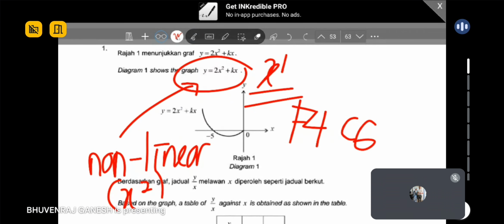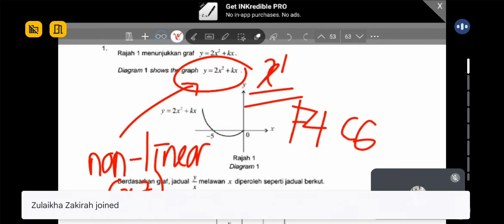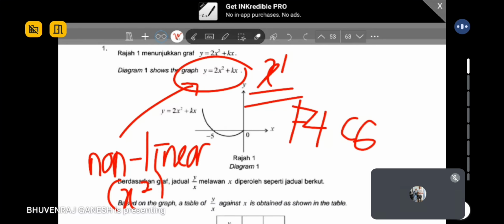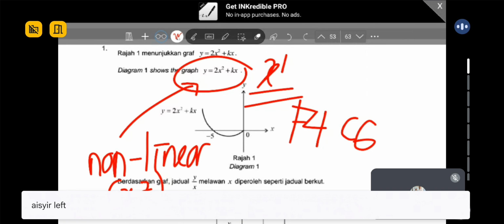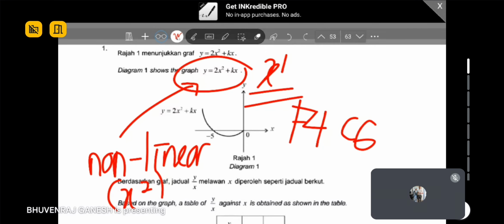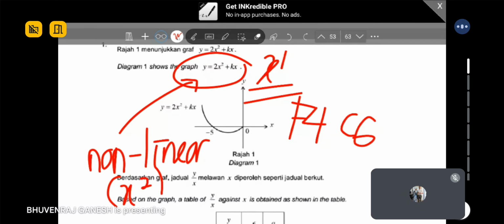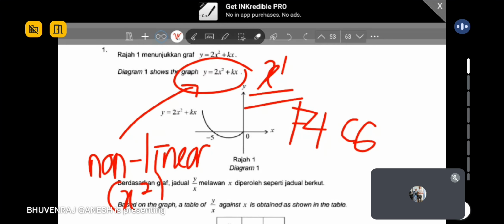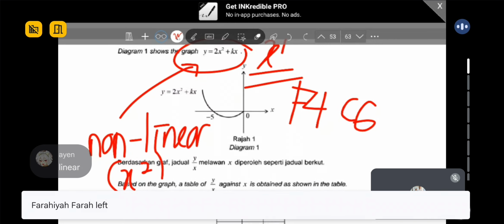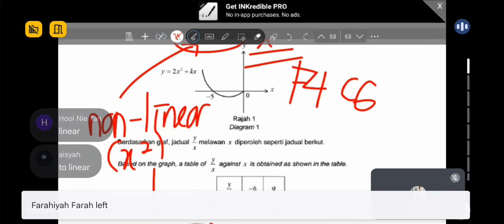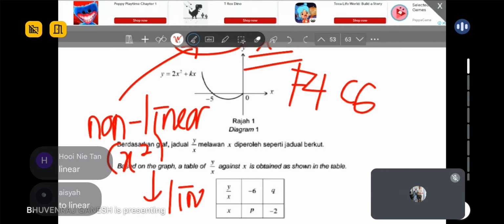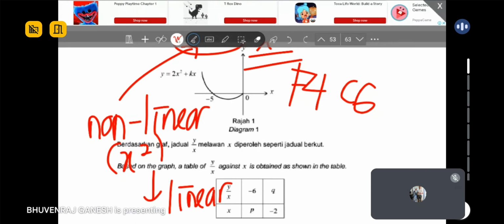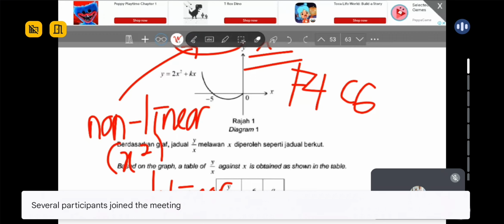Okay? So now, if you have non-linear equation, what should you do? What is the next step? Kamu kena tukar dia jadi apa? What you need to change it to? You must change to what? Apa bentuk persamaan yang kamu nak pada akhir bab ni, at the end? Anyone? Yes, you have to change to linear lah. Okay, this is linear law. Hukum linear ajar kamu tukar bukan linear ke linear. Okay, so you must convert it.